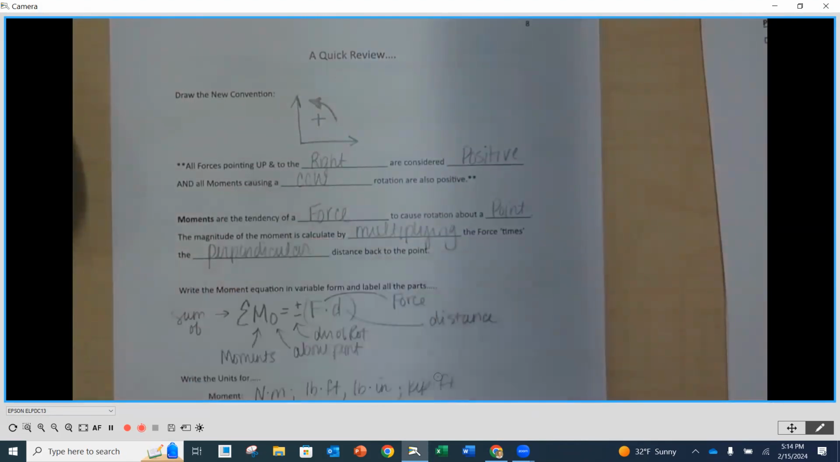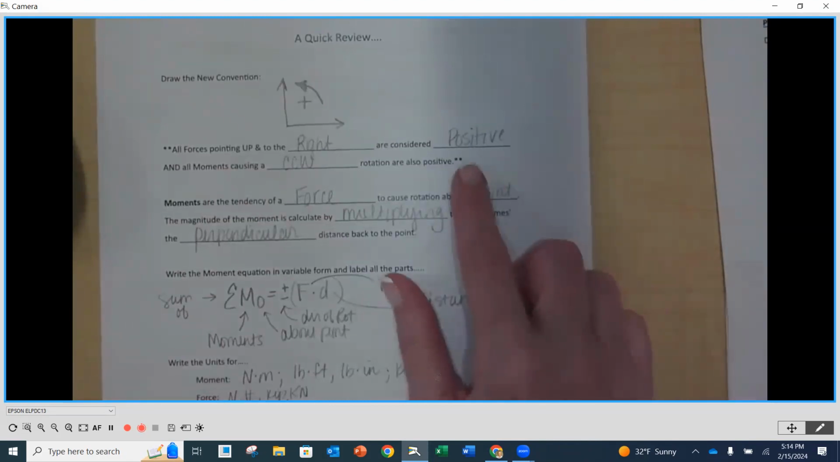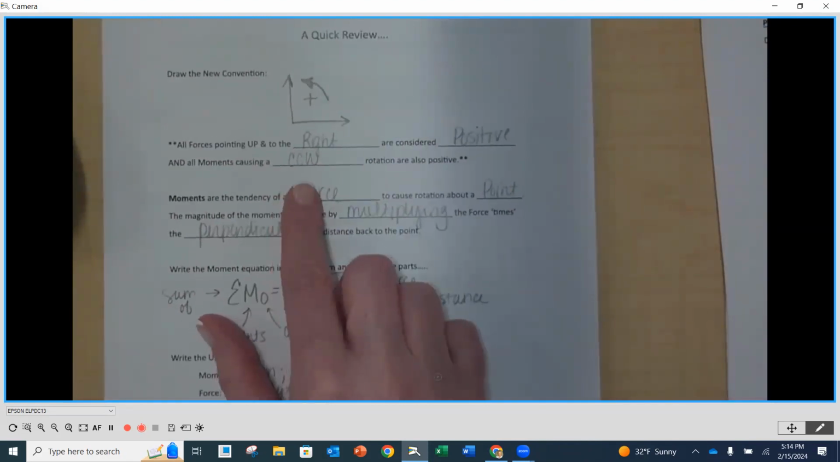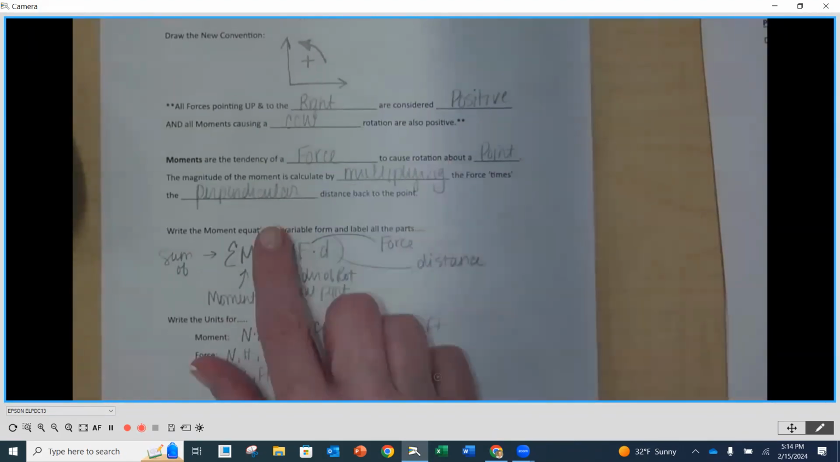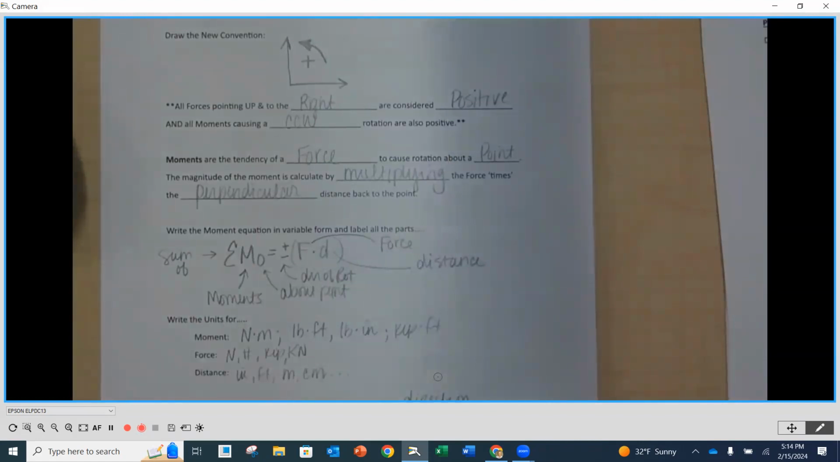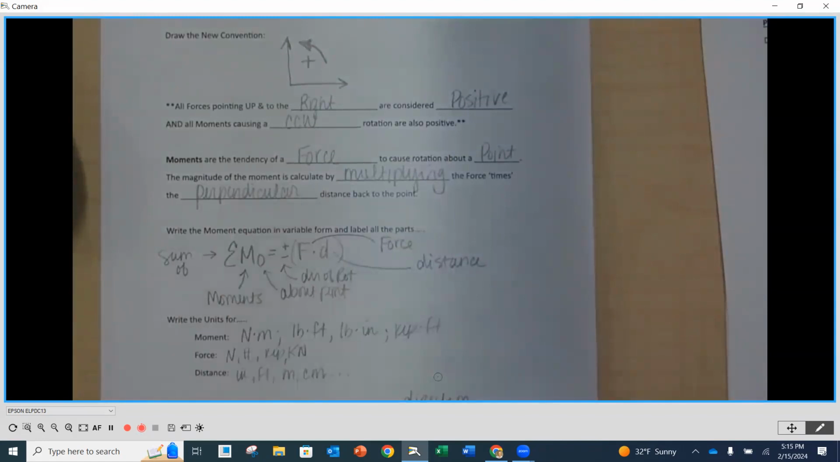Now, as we look at the sentences that we're filling in, it says all forces pointing up and to the right are considered positive, and all moments that are counterclockwise are also going to be positive. As a review, moments are the tendency of a force to cause a rotation about a point, or an axis. Sometimes we sum moments around axes. The magnitude of that moment is found by multiplying the magnitude of the force times its perpendicular distance from the point that we're summing our moments about. Those are things that we've been practicing, getting used to.